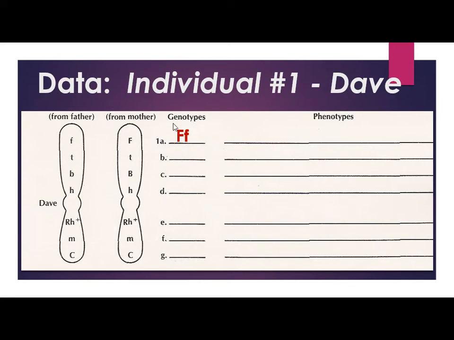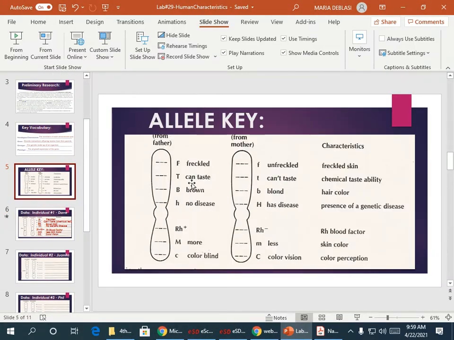Since there's one capital, you need at least one, he will end up having freckled skin. Okay, the next trait is the T's. So two lowercase t's, so it obviously only inherits two lowercase t's. Both parents contributed the lowercases. I need to go back to the chart from the slide before to see what that means.